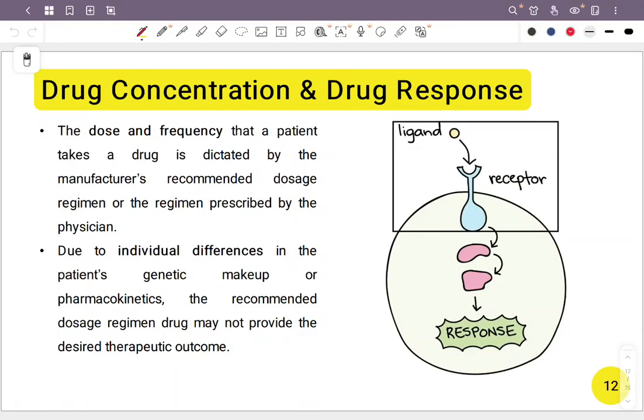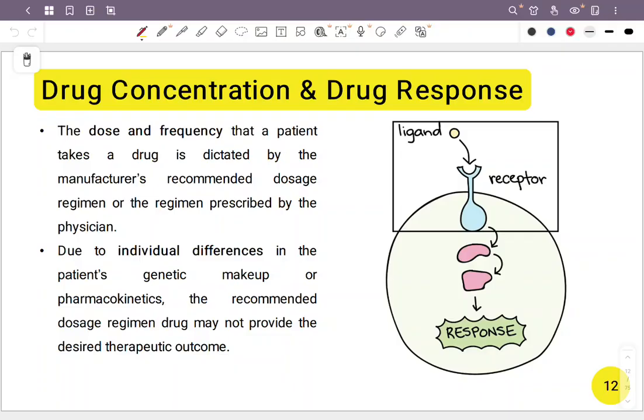Sige. Our next term is drug concentration and drug response. And in this concept, it tells us that the dose and frequency that a patient takes a drug is dictated by the manufacturer's recommended dosage regimen or the regimen prescribed by the physician.